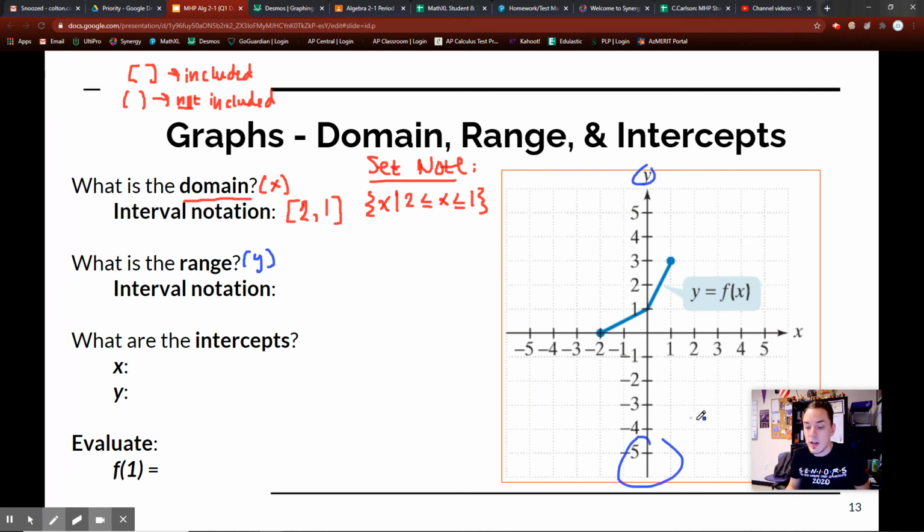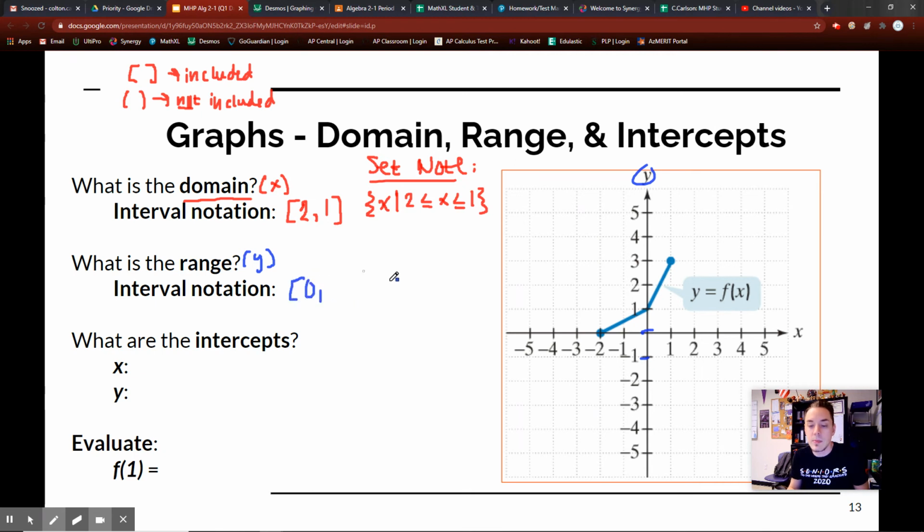Does the graph exist right here? No. Here? No. Here? No. Here? No. Where does it start existing? Right here, because this is where it actually touches. It corresponds to a value right there. What does that mean? That means it starts existing at which y value? Well, let's look. This is -1. What's that y value? 0. So where does it start existing?